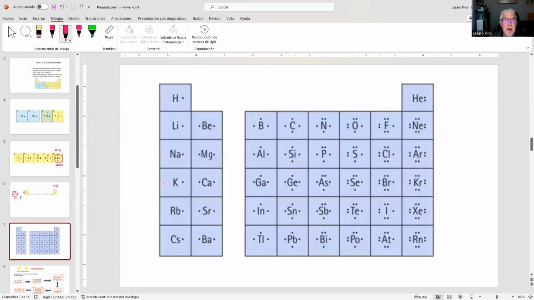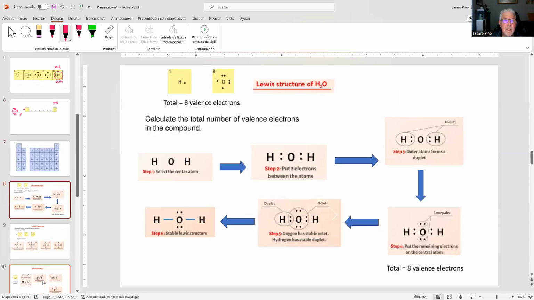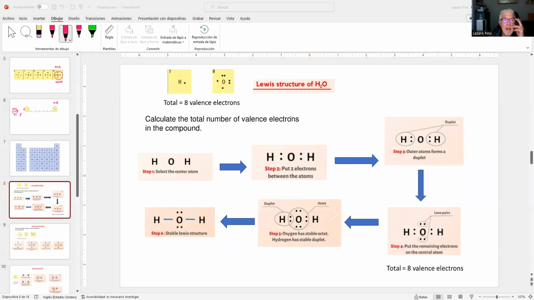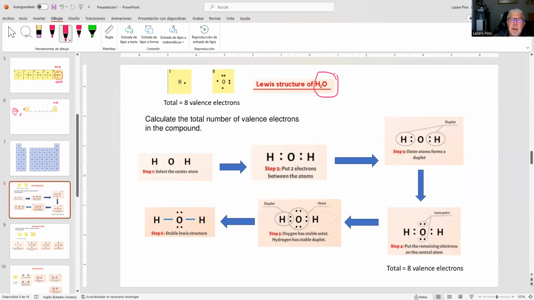Let's continue. Here we have the representation for all the representative elements. As you can see, the dots represent the valence electrons or electrons in the outermost shell. Let's go to the following slide. Now I'm going to explain the water molecule using the Lewis structure.